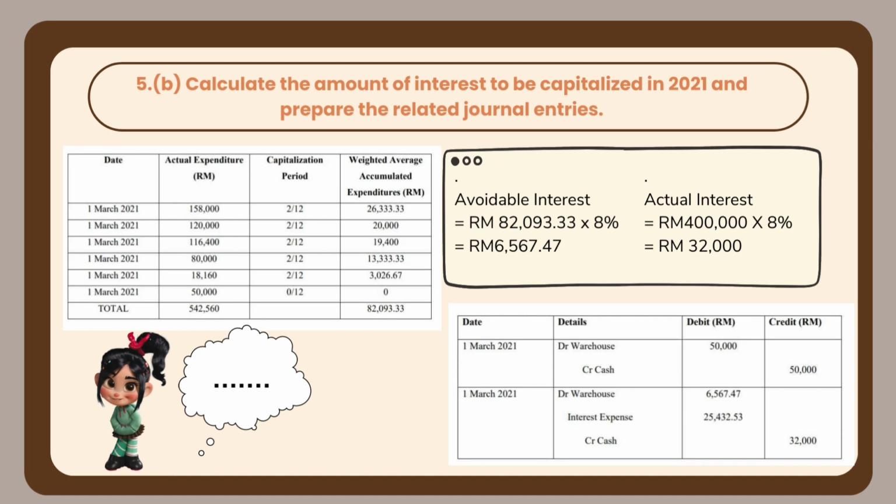For journal entries, warehouse will debit for 50,000 ringgit and cash will credit 50,000 ringgit in 1 March 2021. Also in 1 March 2021, warehouse will debit 6,567 ringgit and 47 cent. Interest expense will also debit by 25,432 ringgit and 53 cent. And cash will credit by 32,000 ringgit.